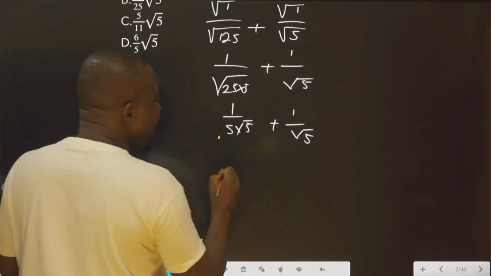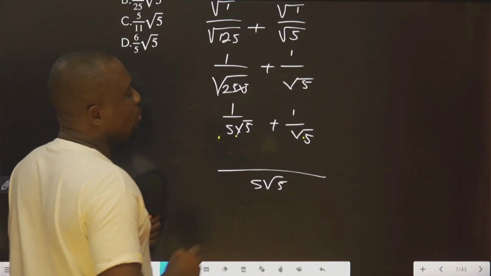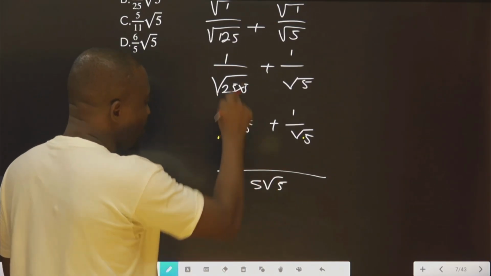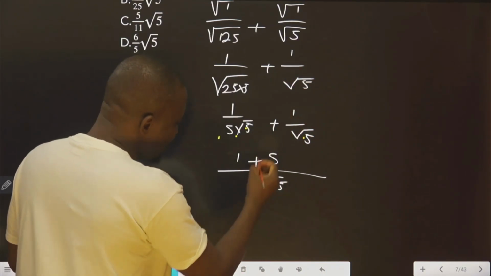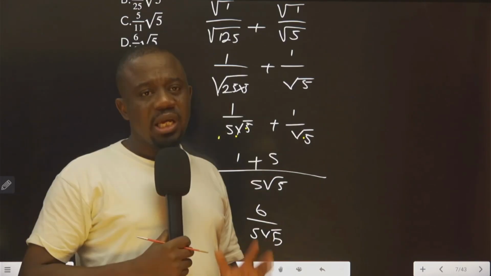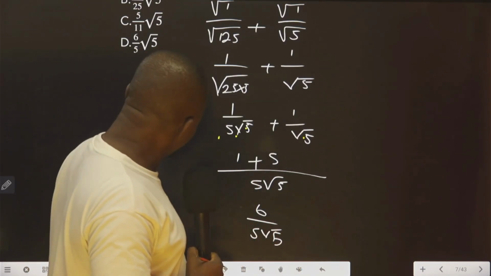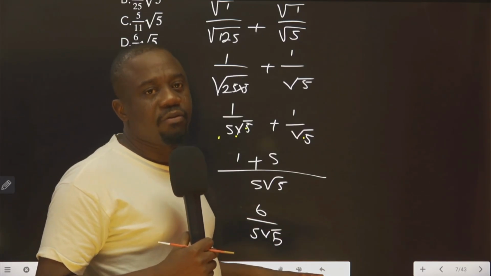Now you can find the LCM of these two. The LCM of this and this is 5 square root of 5. Okay? So this divided by this is 1, multiplied by this is 1, plus this divided by this is 5, multiplied by this is 5. It means 6 over 5 square root of 5. You agree with me that it's an abomination to leave your answer having a denominator of square root.